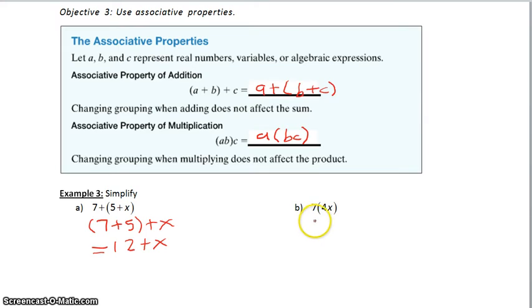Now we look at b. Now b, we have 7 times the parentheses of 4x. We could shift this parenthesis using the associative property of multiplication, and we could shift the parenthesis to go around 7 times 4, and we will have x on the outside. 7 times 4 is 28, and we will bring down our x. So our final answer is 28x. I want to put these equal signs back in the problem.